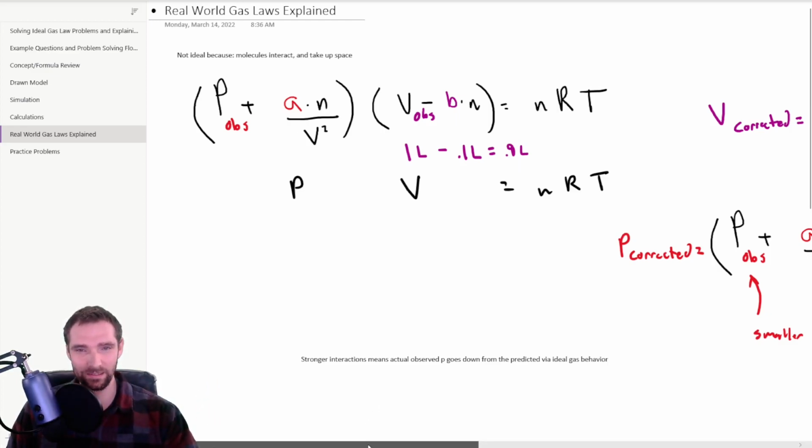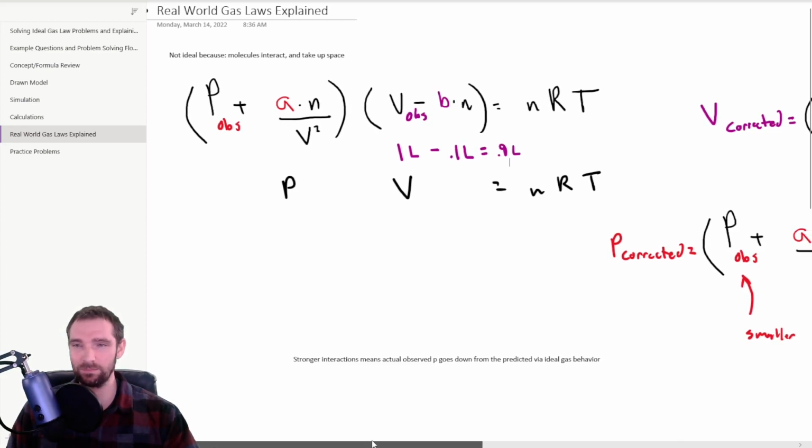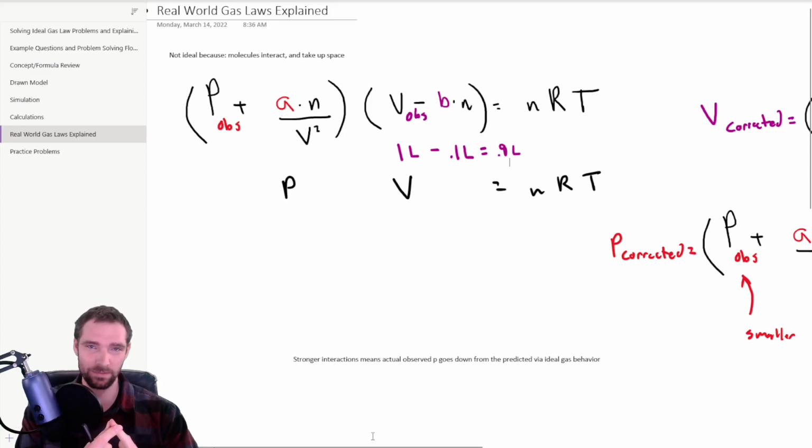The main thing here is just conceptual. They want you to understand that gases don't always exactly follow the ideal gas law, and that's because they interact and they take up space. On the AP test, that's all they would expect you to be able to explain.